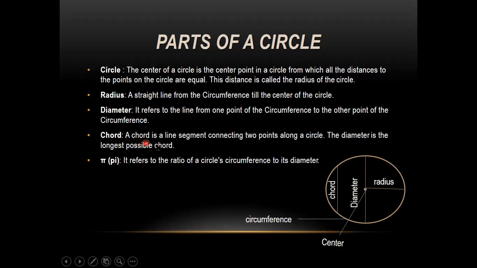Next is chord. A chord is a line segment connecting 2 points along a circle. So this is the chord. What it is? It is a line segment connecting any 2 points on the circle. The diameter is the longest possible chord. This also we have learned in earlier classes. The diameter is the longest chord.